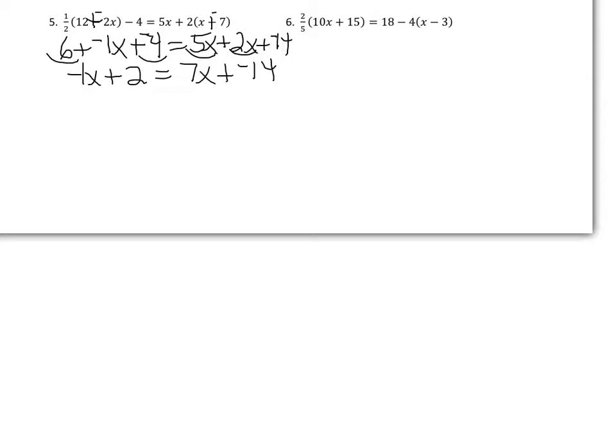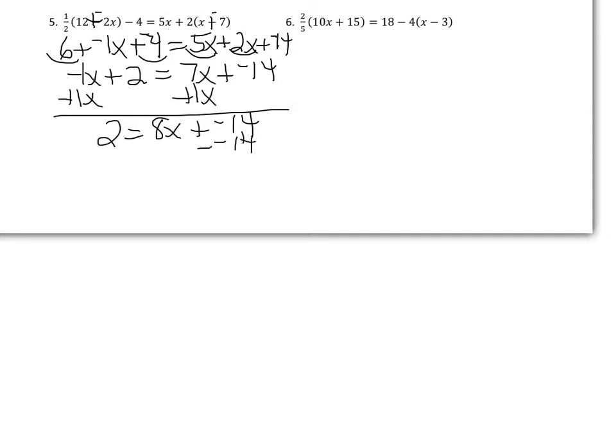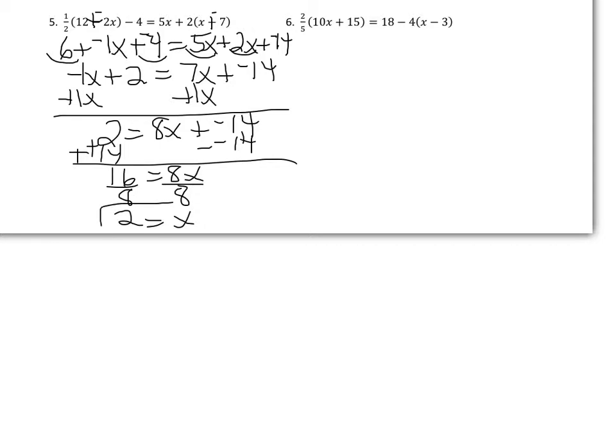Now, I've got each side simplified. I have a negative 1x on the left-hand side, a 7x on the right-hand side. To me, the easier one to cancel would be the 1x, because I can just add 1x to both sides. So I get 2 equal to 8x plus a negative 14. And now I want to isolate the variable, so minus a negative 14. Do my adding or subtracting first, which is like plus a positive. And I get 16 equal to 8x. Divide by 8, I get x equal to 2.